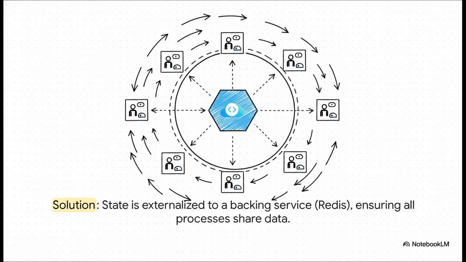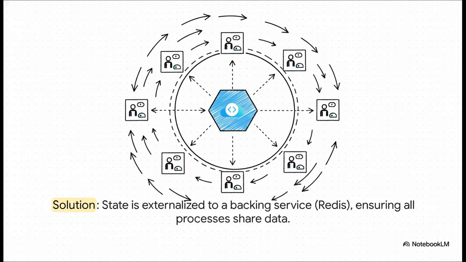And this slide right here shows the fix. It's beautiful. We've moved the state out of the application and into Redis, which is our backing service. Now, it doesn't matter which one of our 100 app instances handles the user's request.